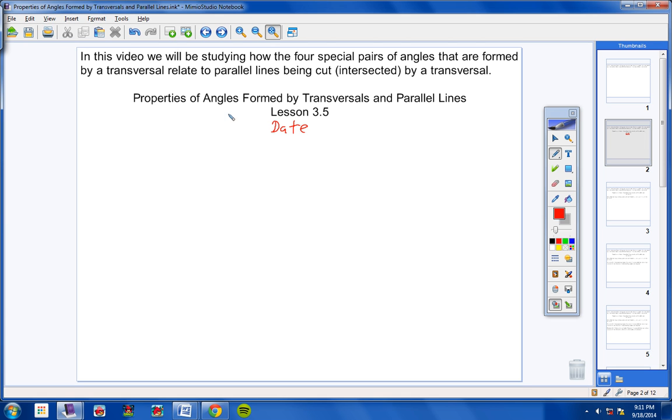Properties of angles. And what angles is that? Angles formed by transversals and parallel lines. So we're looking at the properties of angles and parallel lines. And what type of angles? Angles that are formed by transversals. Okay? Okay, this heading will stay up here. Let's go ahead and continue on.